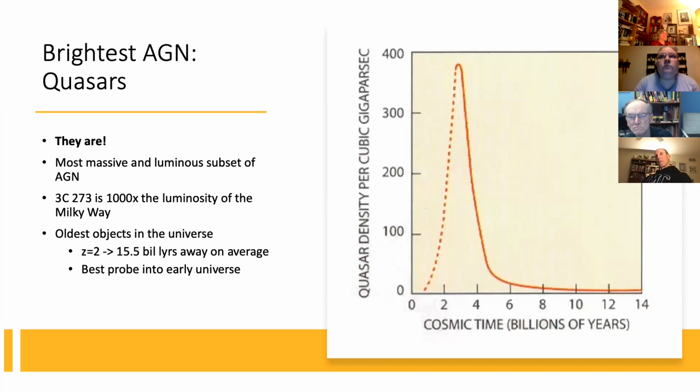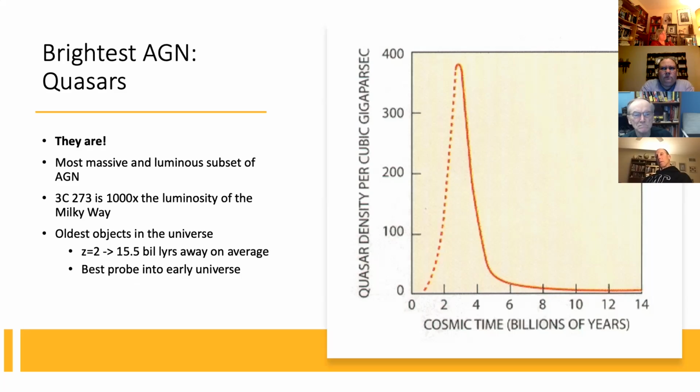They're the most massive and luminous subset of AGN. The brightest, most consistent source, I would say, in the universe would be quasars. This specific one, 3C273, is 1,000 times the luminosity of the Milky Way and smaller than the Milky Way. So quasars, because they are so bright, we're able to see them extremely far away.